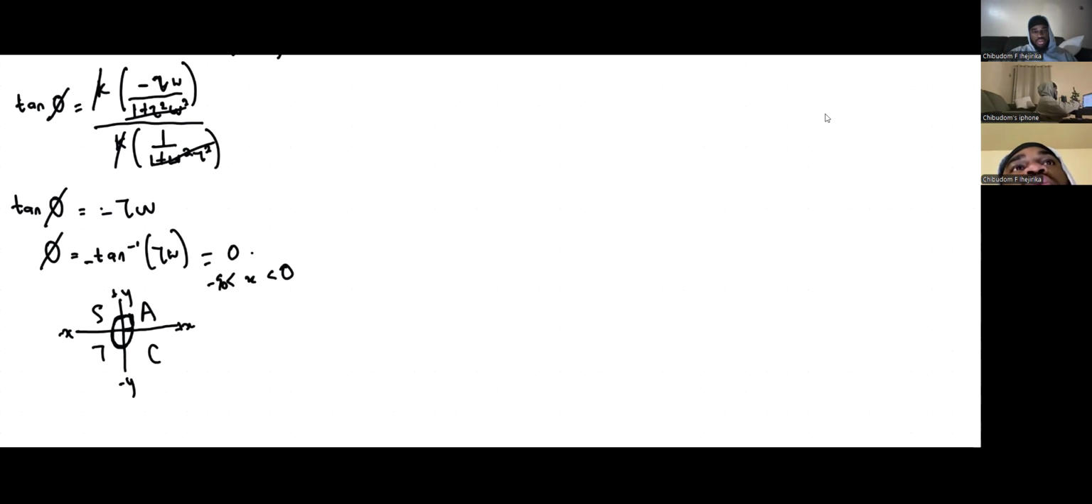Part C talks about showing algebraically that the two first order systems will always yield overdamped. So let's first check overdamped. Yeah, overdamped, critically damped, underdamped.